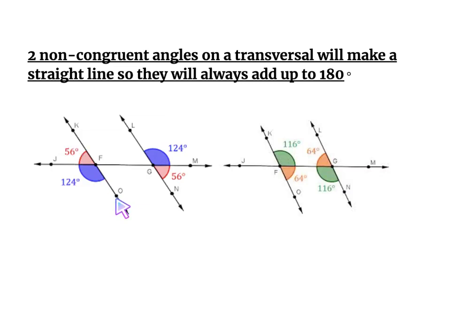So that's a cool thing about your non-congruent angles. You have all these pairs of congruent angles that are exactly equal to each other, and then basically if they're not equal to each other, they're just going to always add up to 180 degrees.